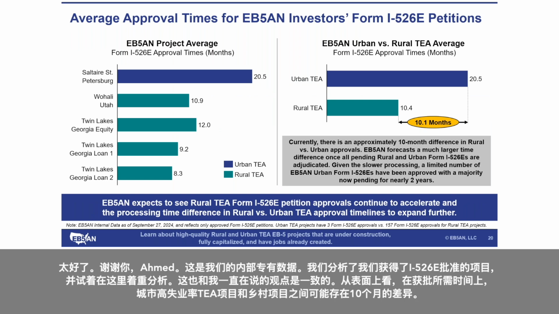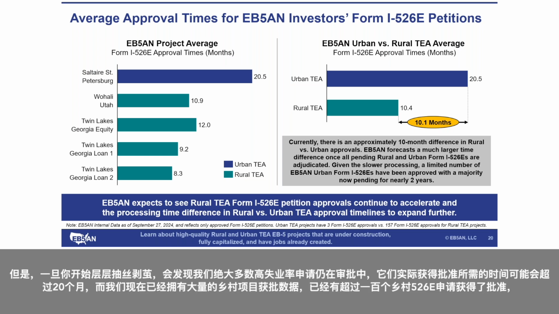Perfect. Thanks, Ahmed. So to jump in, this is our internal proprietary data. We've analyzed the projects that we have I-526E approvals for and tried to highlight it here. And it's the same kind of story that I was telling, that on the surface, it looks like maybe there's a 10-month difference between an urban high unemployment TEA and rural in terms of approvals.